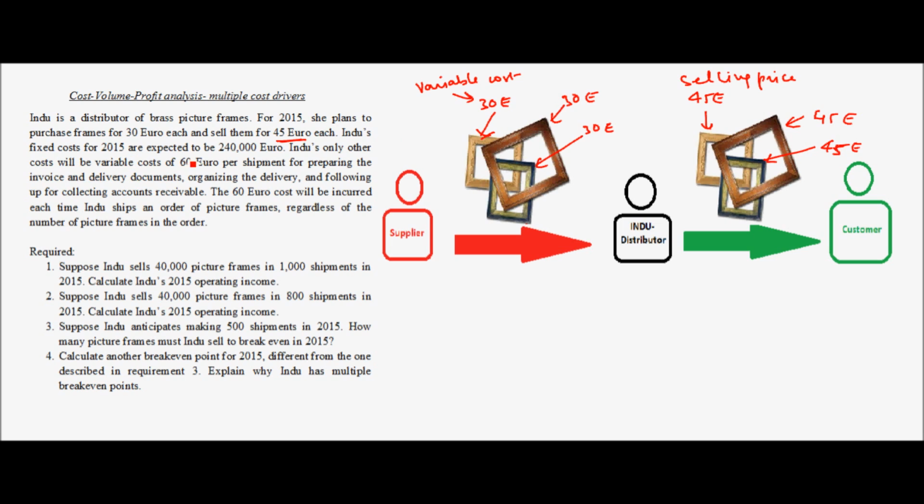Now for 2015, the fixed cost is expected to be €240,000. So the fixed cost is €240,000. And Indu's only other variable cost is €60 per shipment. So per shipment means that every time a load, or you can say it's a truckload, is shipped from the distributor to the customer.